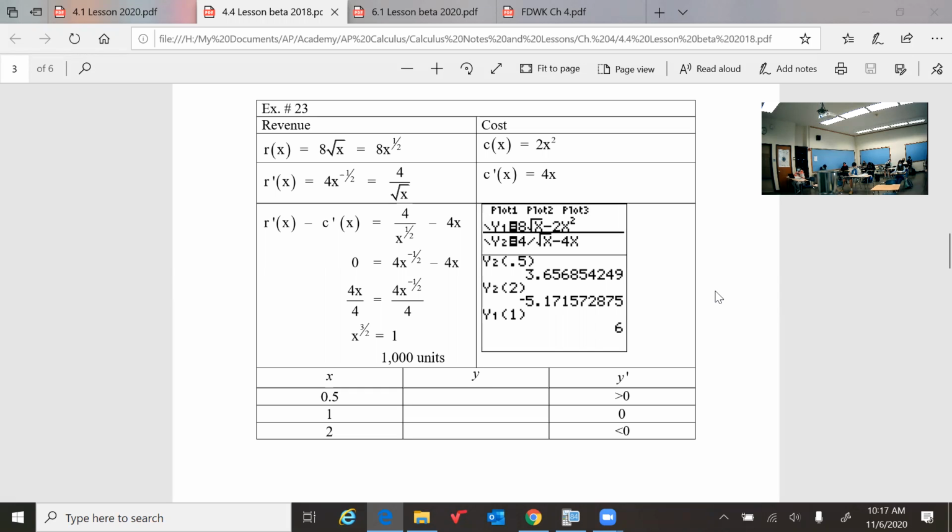If I put a number below 1 in the derivative, I get a positive answer. If I put a number above 1, put a 2, I get a negative value. So what's that telling you? It's telling you the parent graph is increasing, then begins to decrease, and the value of the function at 1,000 is 6, which tells you how much money you need. Okay? Which was revenue take away cost. So, that is it for the beta lesson.